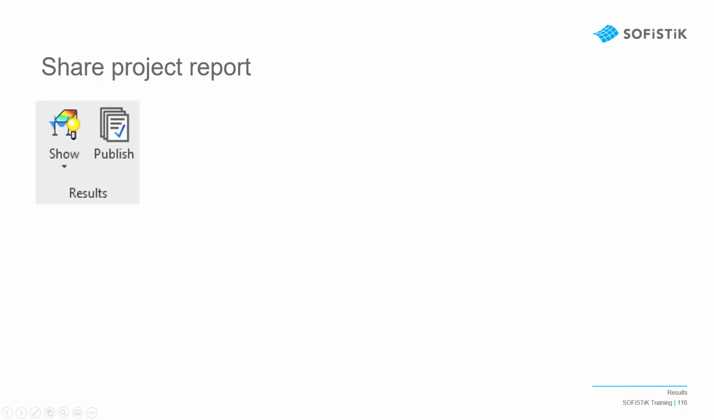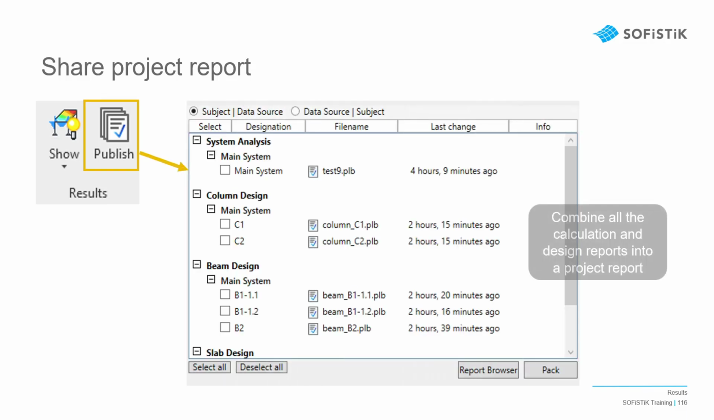As we showed previously, there are several reports generated out of the Revit project, some from the analysis, others from the design. You can merge these documents into a master report for a concise documentation of your project. For that, use the function Publish, available in the Result menu, to choose which individual reports to use and how to bind them.